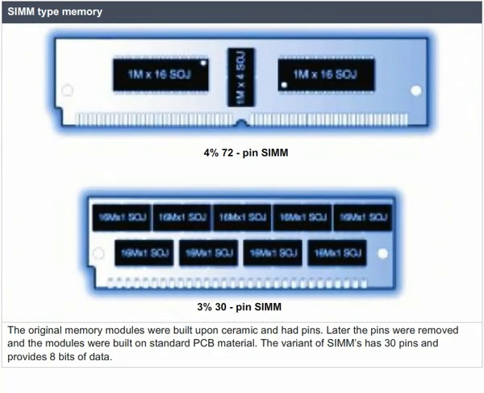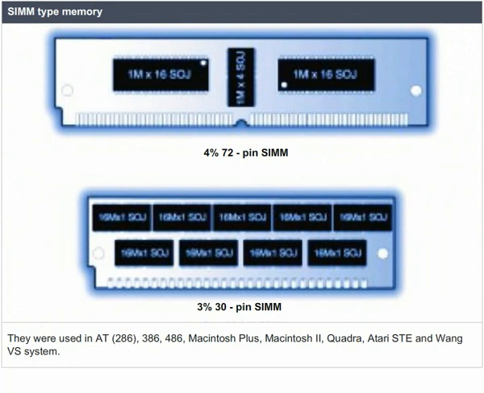The original memory modules were built upon ceramic and had pins. Later the pins were removed and the modules were built on standard PCB material. The variant of SIMMs have 30 pins and provide 8 bits of data. They were used in 80, 286, 386, 486, Macintosh Plus, Macintosh 2, Quadra, Atari STE, and Wang VS system.